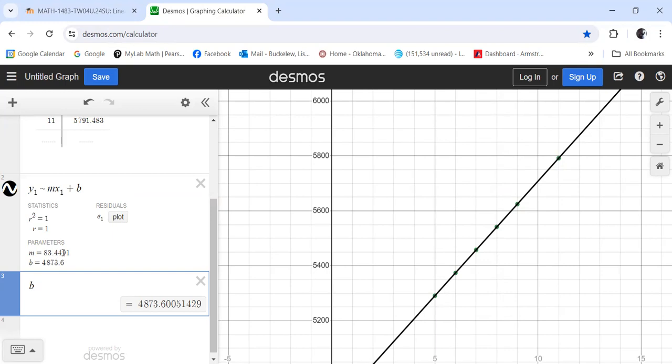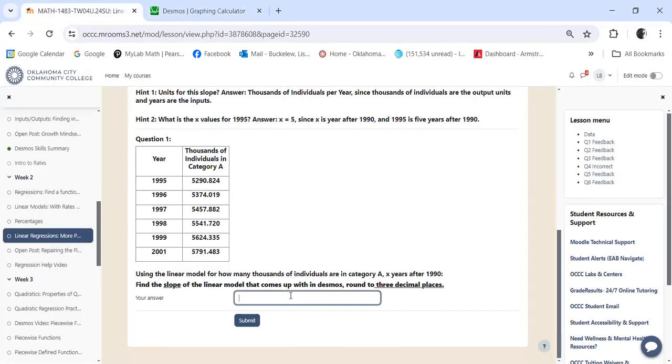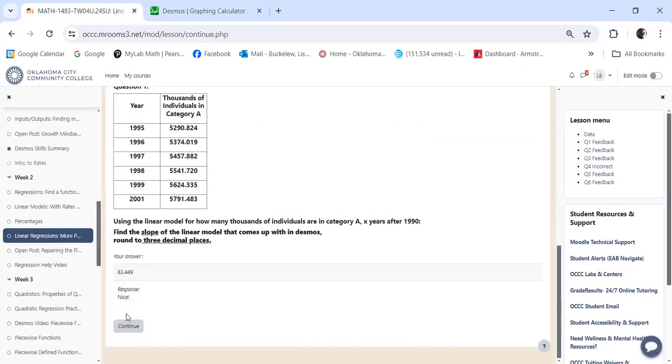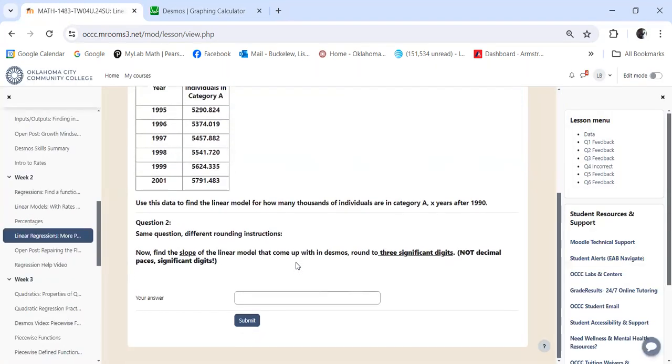If we round that to 3 decimal places, we're looking at the 9, and we keep it at 9 because it's followed by just a 1. So 83.449 would be our slope. Then it'll tell us some feedback down here. Response is nice, so I guess I got it right. Let's go to the next question.